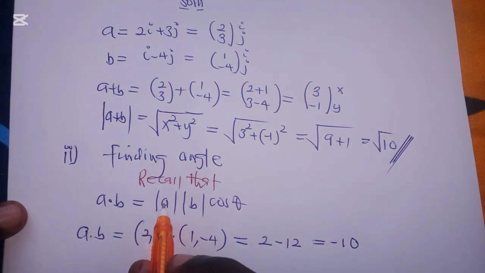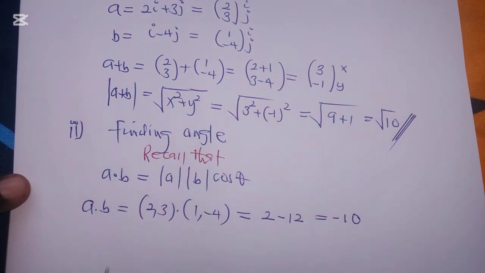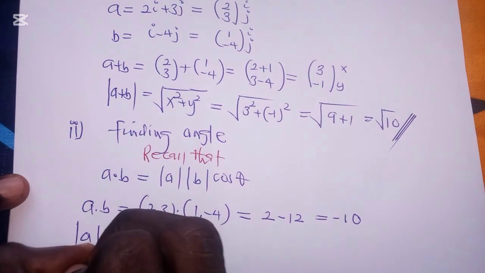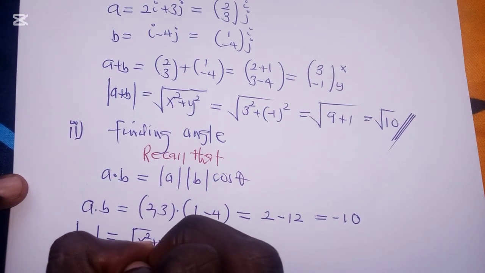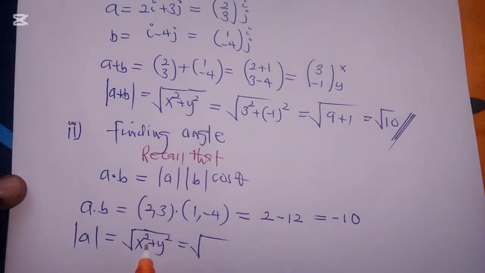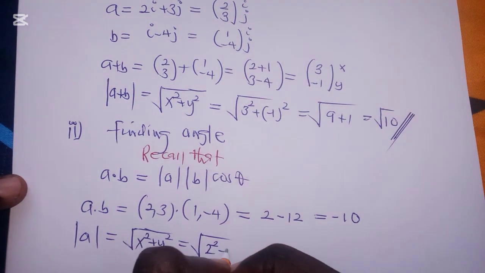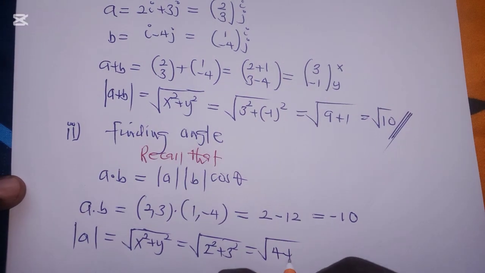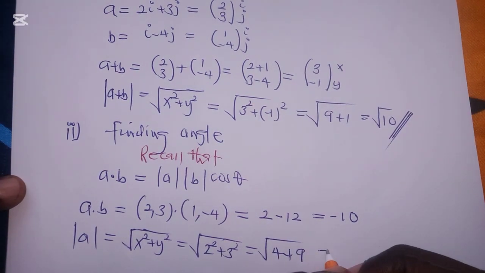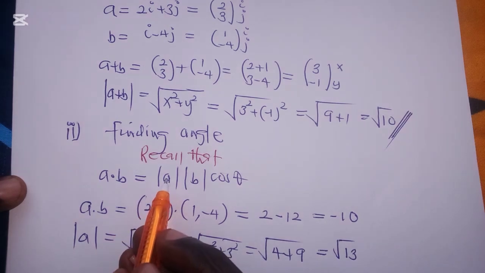Now let's find the magnitude of vector A. Remember, this is the formula: the square root of x squared plus y squared. This is equal to the square root of, what is x? Remember, this is x and this is y. That is 2 squared plus 3 squared. What is 2 squared? This is 4, plus 3 squared, which is 9. So this is equal to the square root of 4 plus 9, giving you root 13. So this is the magnitude of A.